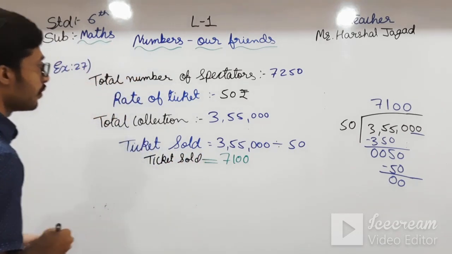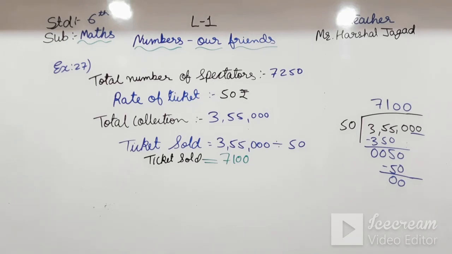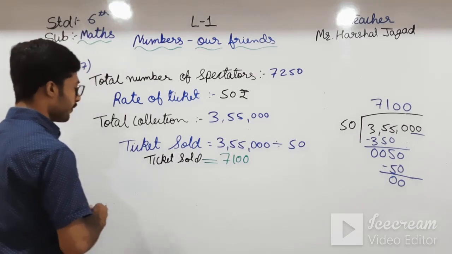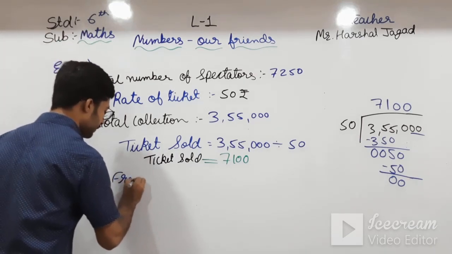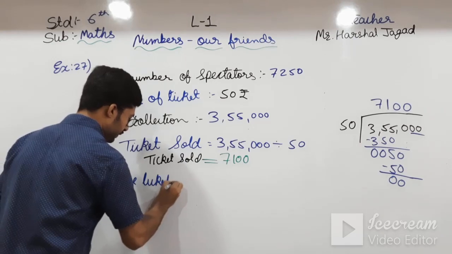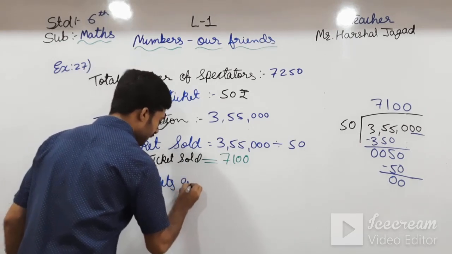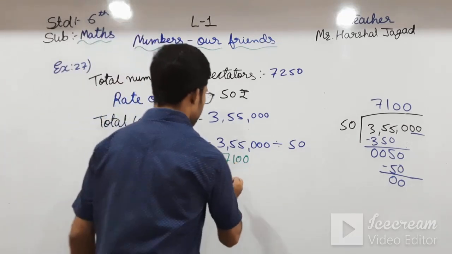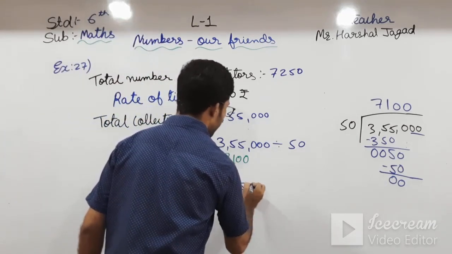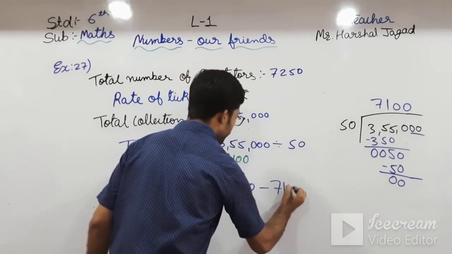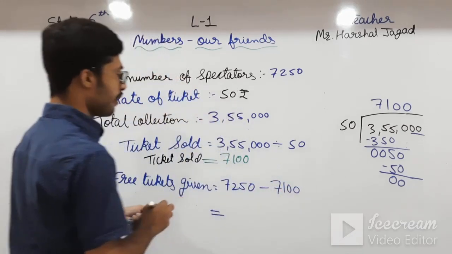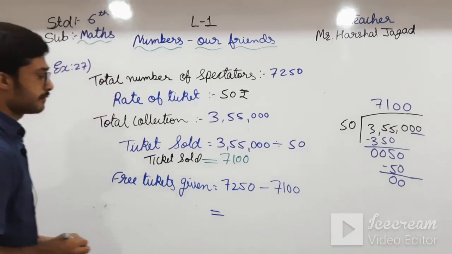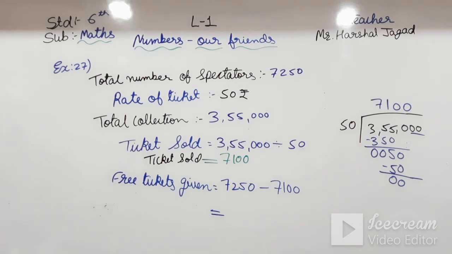Ticket sold, we have to write that. Now what we have to do? We just find the free tickets given. So how many free tickets are given? For finding that, free tickets given. Okay students, so 7250 minus 7100, this will be your answer. So what will be the answer students? How many numbers?